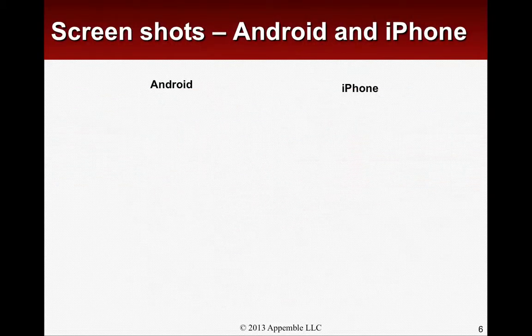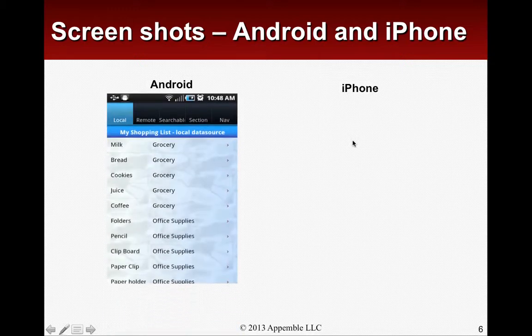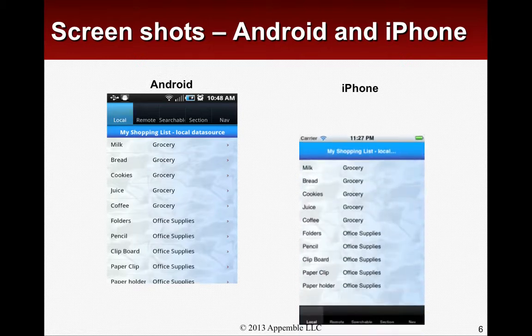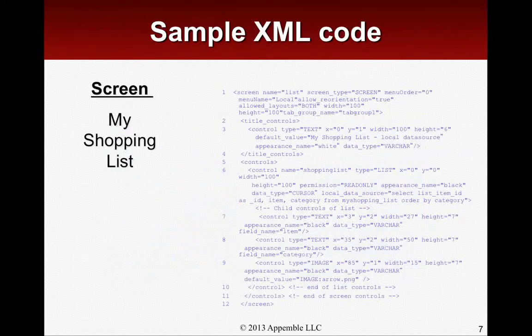Let us say we want to build a screen that runs on Android and iOS. This screen contains a tab bar on the top and a list control that contains the shopping list items. The look and feel is quite similar. On Android, you have the tab bar on the top, while on the iPhone it's at the bottom, and that's the way the applications are a little bit different on each platform.